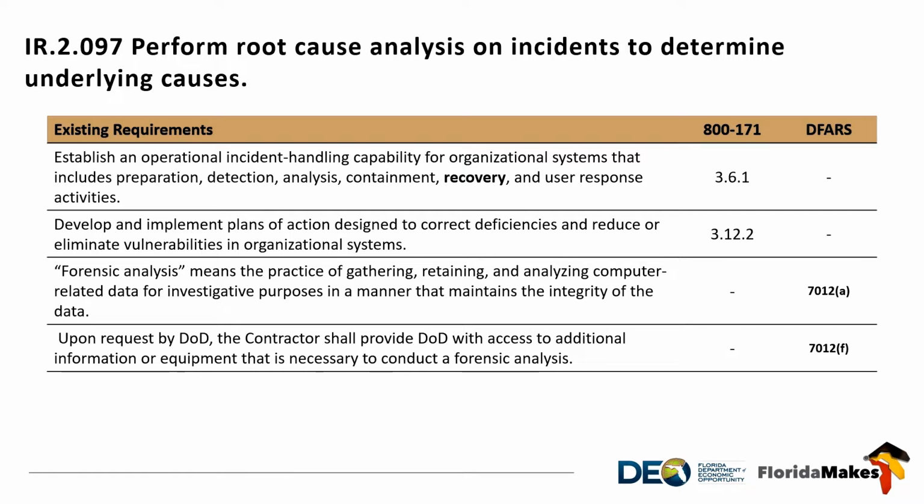But if we're going to develop plans of action, which is 3.12.2 out of 800-171, they have to be based on some sort of identified deficiency or vulnerability. That's almost always what you end up identifying after an incident. How did this happen? Well, this unpatched system or this misconfiguration is what led to the attacker being able to successfully execute on their plan. Okay, how do we fix that? We build a plan of action. So again, the CMMC practice that we're talking about here isn't necessarily adding new burden. If anything, it's just clearing up confusion between previously disjointed requirements.